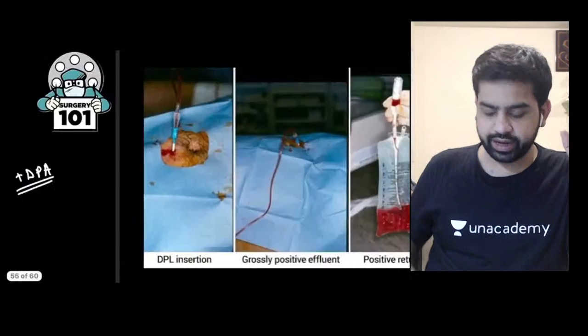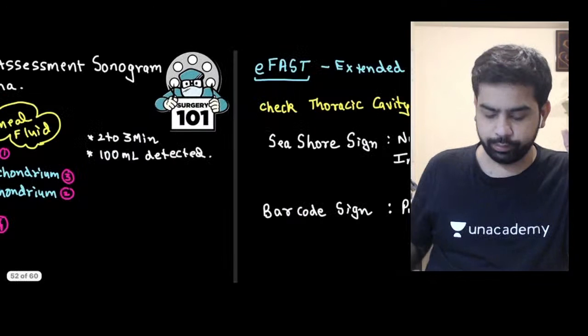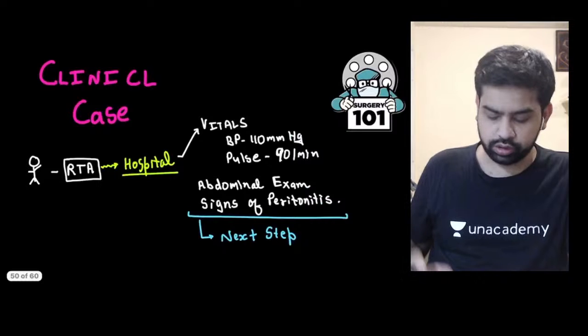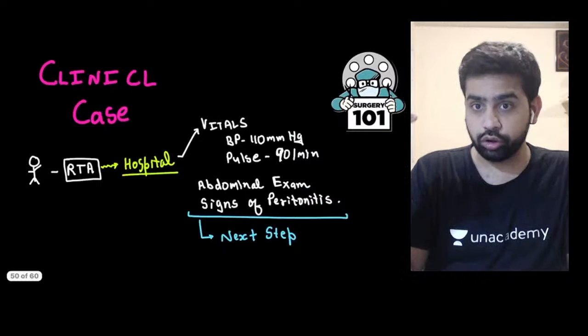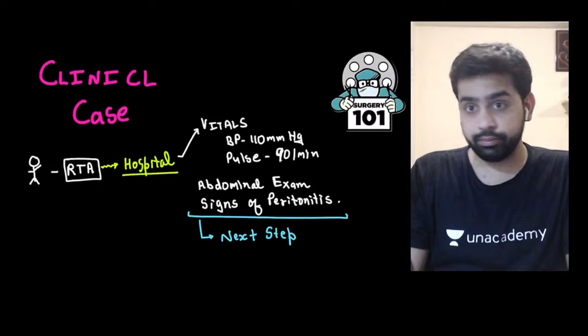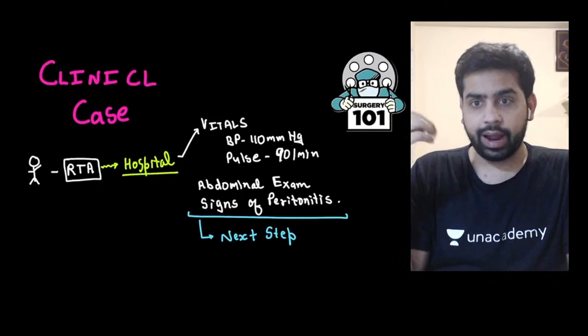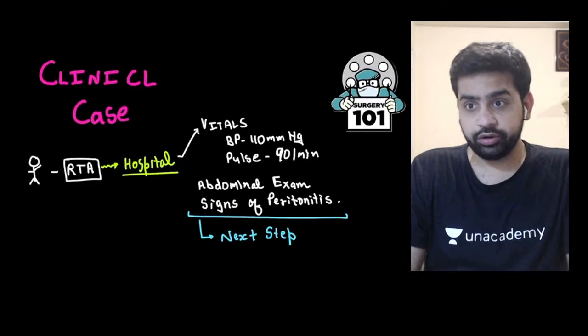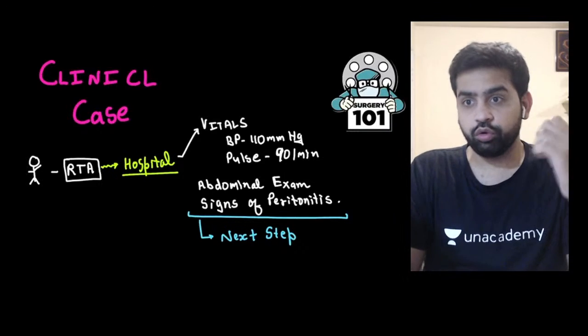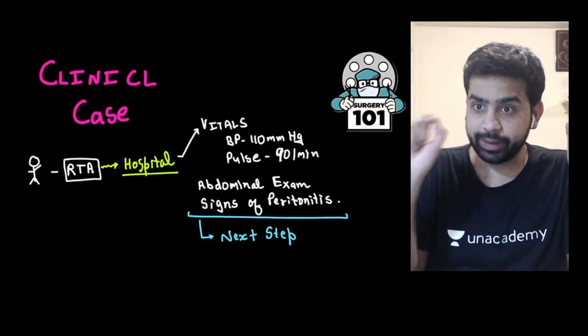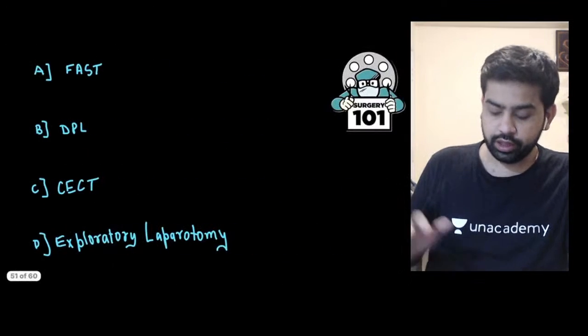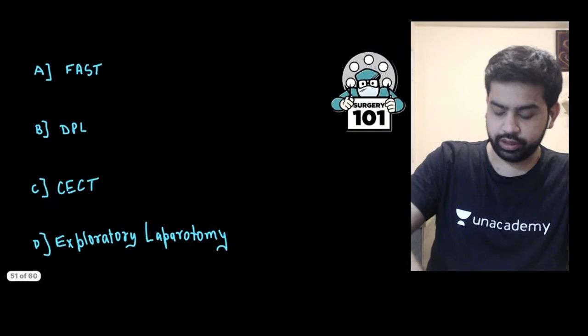Now let us go back to the question which we were talking about. There is a patient who came to the hospital, vitals are more or less stable, BP is 110 millimeters of mercury systolic, pulse rate is 90 per minute. Abdominal examination shows signs of peritonitis. What is the next step? You have to go in for an exploratory laparotomy. Why? Because the peritonitis signs are present. So that's why the answer over here is B.